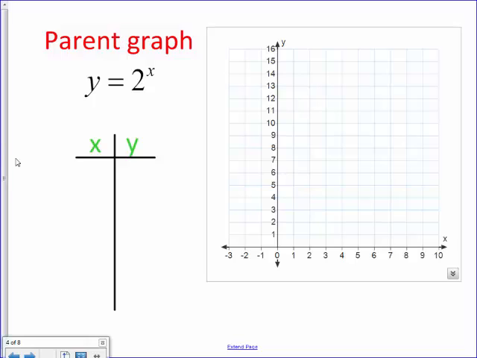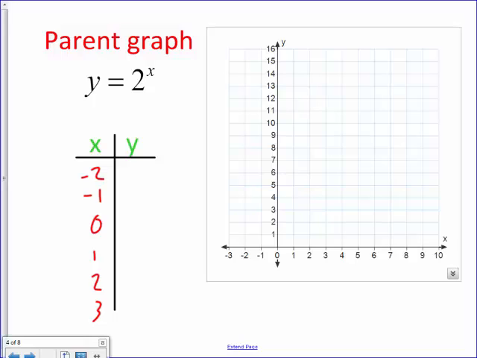The reason we don't have 1 to the x power is if I plugged in 1, 2, 3, 4, any of this stuff, it would all be 1. So that's why we don't use 1 to the x power. We go to 2 to the x power for our parent graph. I'm going to start with -2 and go up to maybe 3, just to get some looks here. Let's start with the easier stuff.